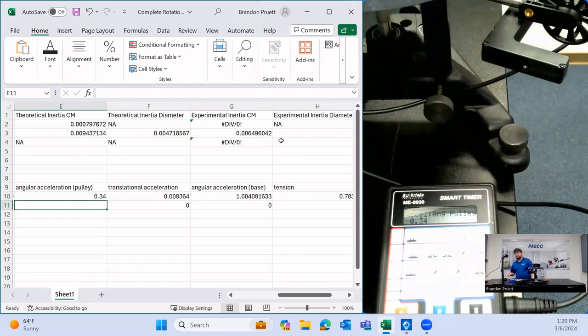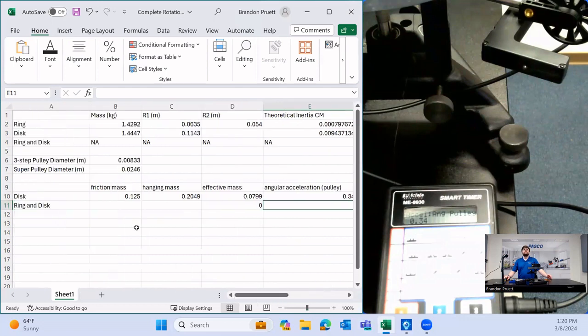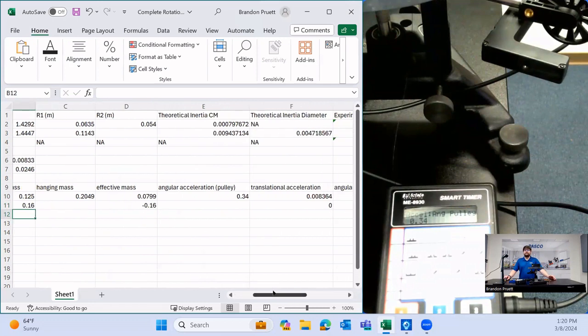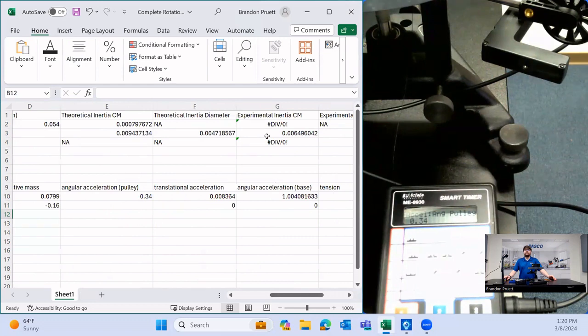It's 160 grams. And we'll enter that right here. And then go through and do the same exact process for the ring and disc combination. And then after you find that, the spreadsheet that I have set up here will then calculate the ring by subtracting the disc from the ring and disc to get your values.